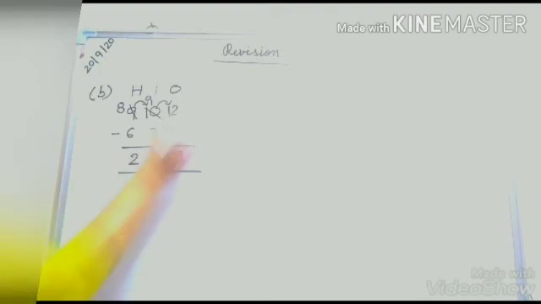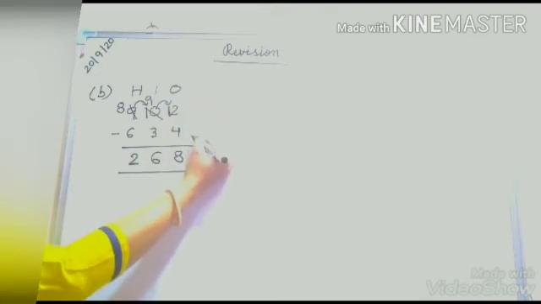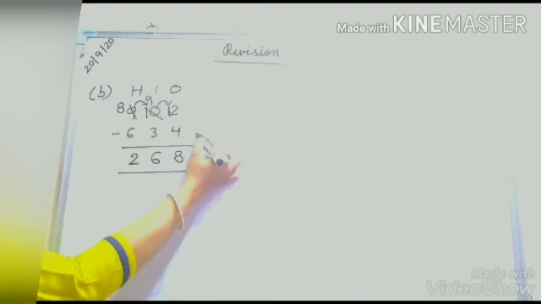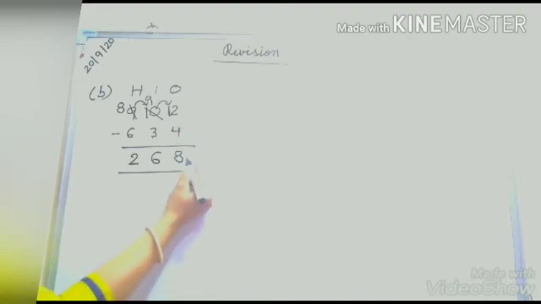Okay children. And you have to remember the name of these numbers. The first one is called minuend. Okay. And the second one is called subtrahend. And the answer we get after subtraction is called difference. Okay children.